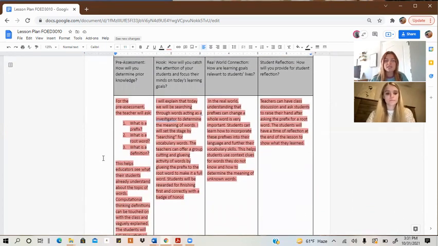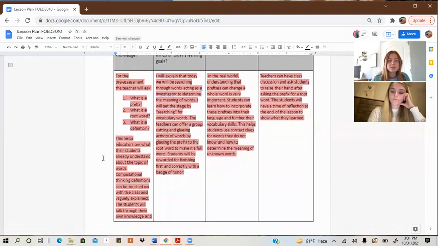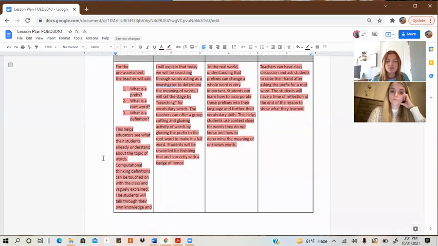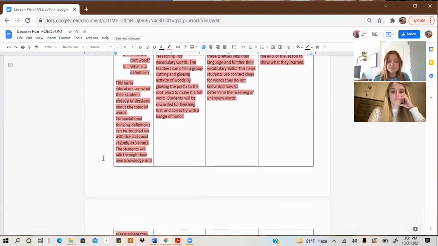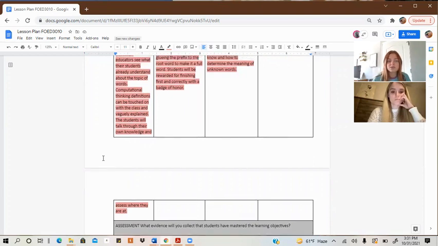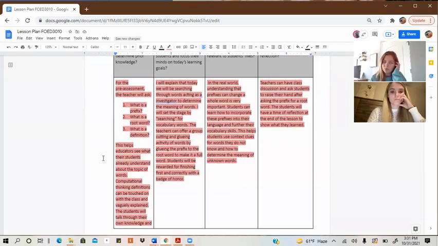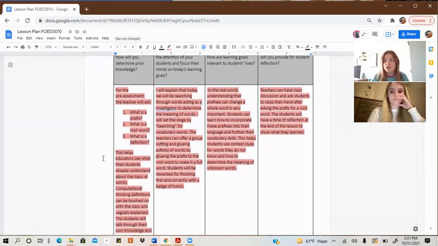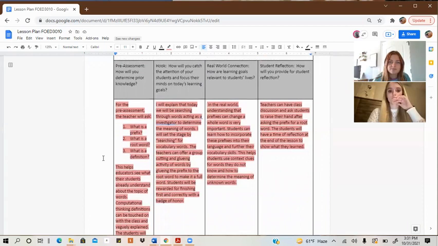For our lesson, to help us determine their prior knowledge, the teacher will ask things like, what is a prefix, what is a root word, and what is a definition. This helps educators see what their students already understand about the topic of words. Computational thinking definitions can be touched on with the class and vaguely explained. The students will talk through their own knowledge and assess where they're at. For this part, it's important to see what your students know and where your starting point is.